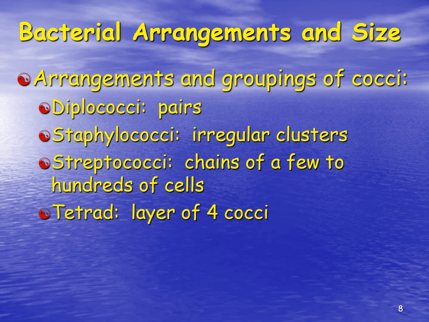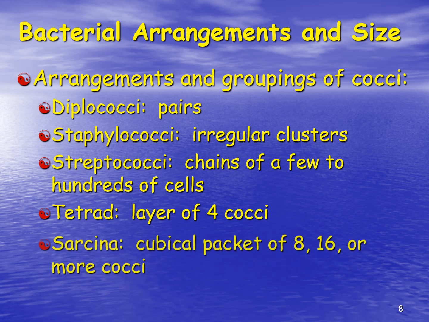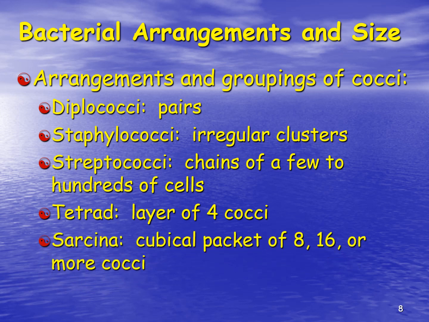The cocci could also fit into a box-like structure called the tetrad, which is a layer of 4 cocci stuck together, or the sarcinae, which is a cubital packet of 8, 16, or more cocci. And really the sarcinae is simply 2 tetrads or more set on top of each other, forming a true box.